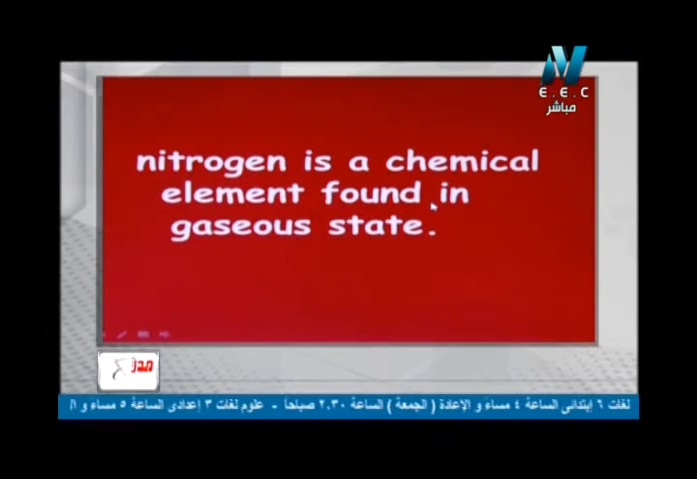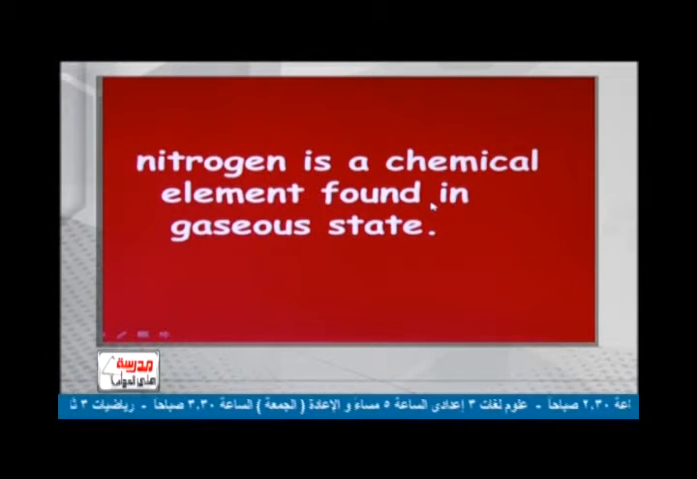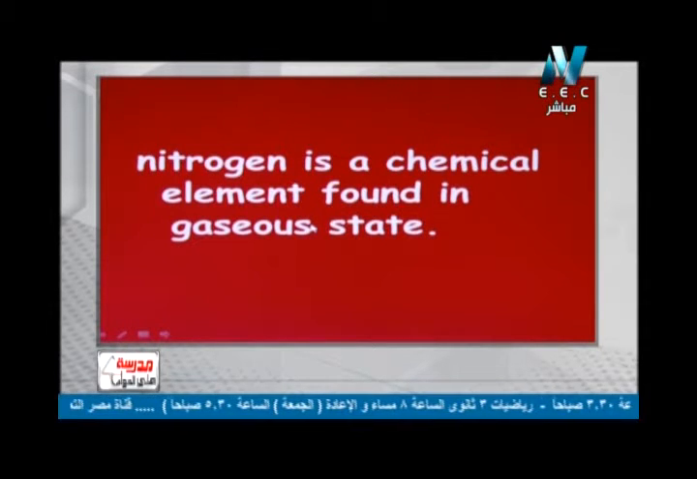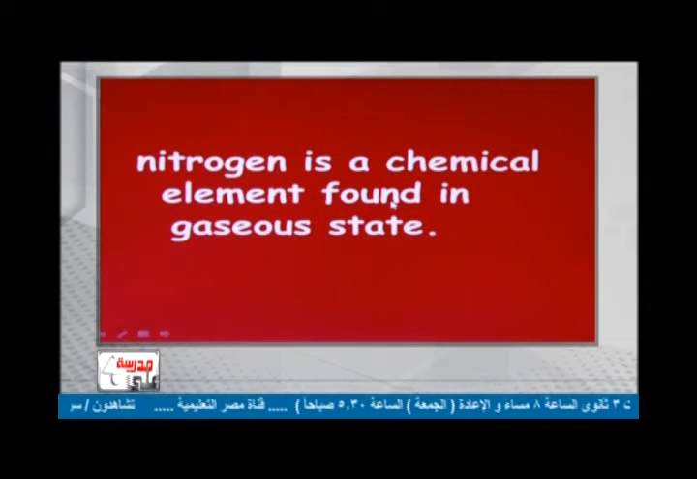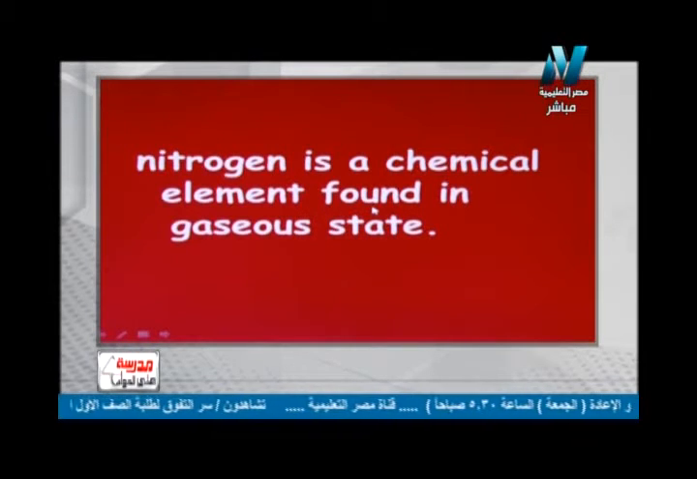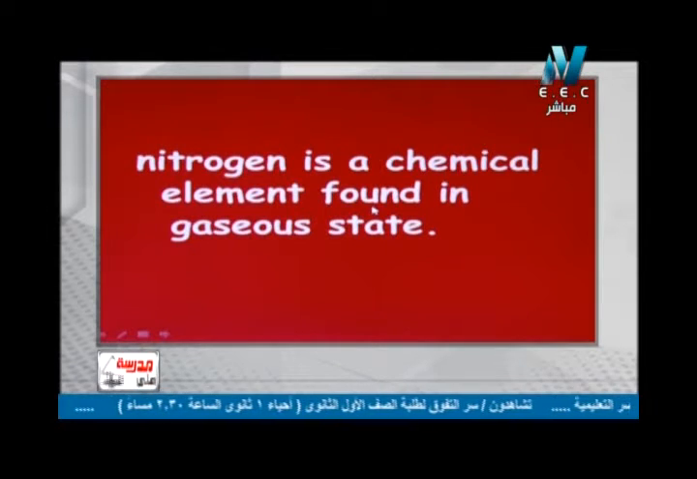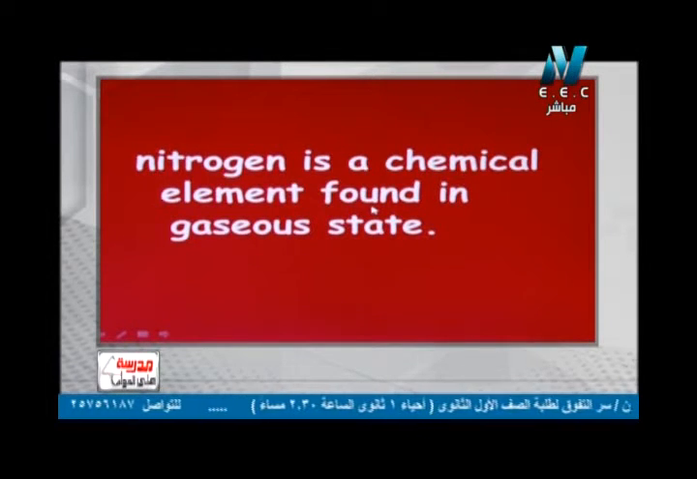So let me show you some information about nitrogen gas. Nitrogen is a chemical element found in a gaseous state. We studied last time the difference between the words element and compound. An element consists of similar atoms, but a compound consists of different atoms. In prep 1, we will have a lesson about how to differentiate between element and compound, so let me remind you again what the difference is.